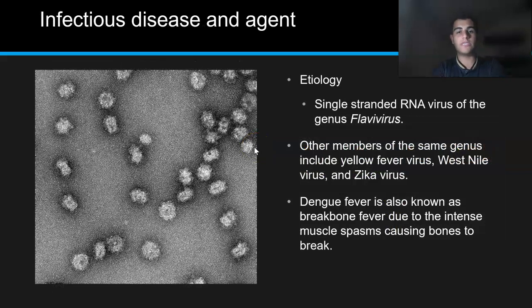So, the infectious disease and the infectious agent: the dengue virus is under the genus of flavivirus. It's a single-stranded RNA virus. Other members of the same genus include the yellow fever virus, West Nile virus, the Zika virus, as well as the chikungunya virus. Dengue fever is also known as breakbone fever because of the intense muscle spasms that the virus causes in the body, which basically snap bones in half whenever you have that contraction.